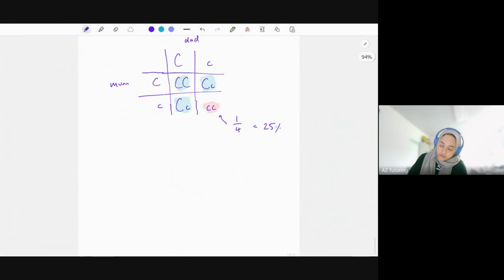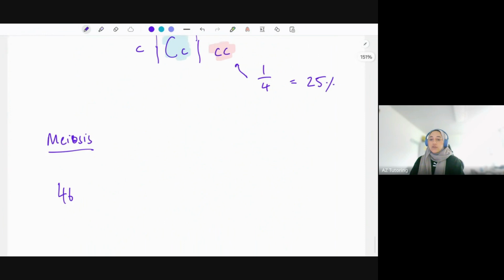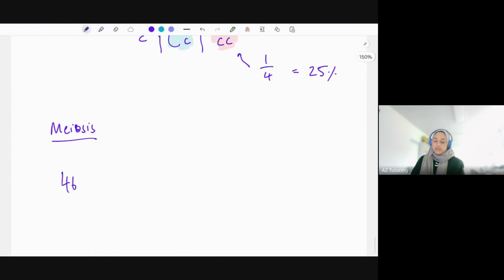So just remember, with meiosis, it starts off with 46. I'm going to say 46 rather than 23 pairs. That 46, so it'll duplicate, and then the similar chromosomes line up, and then it splits.